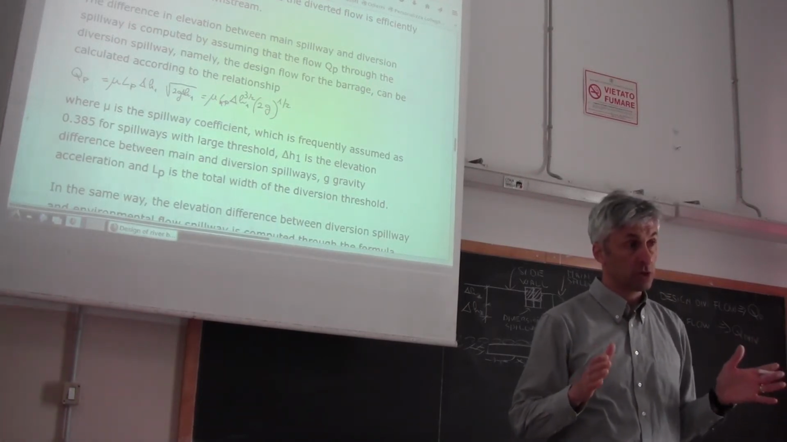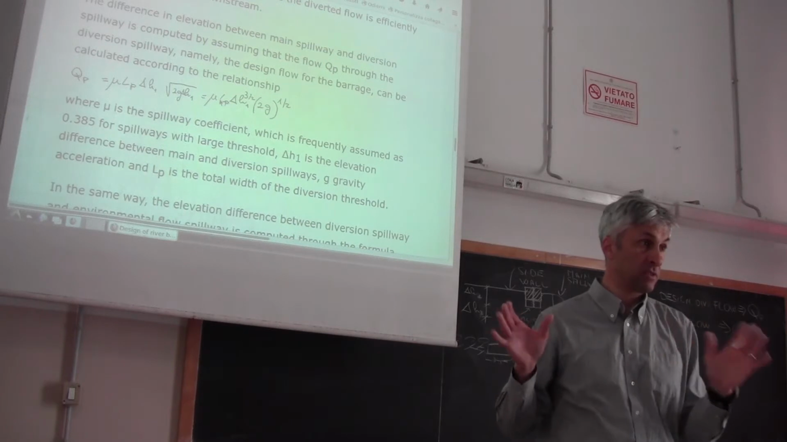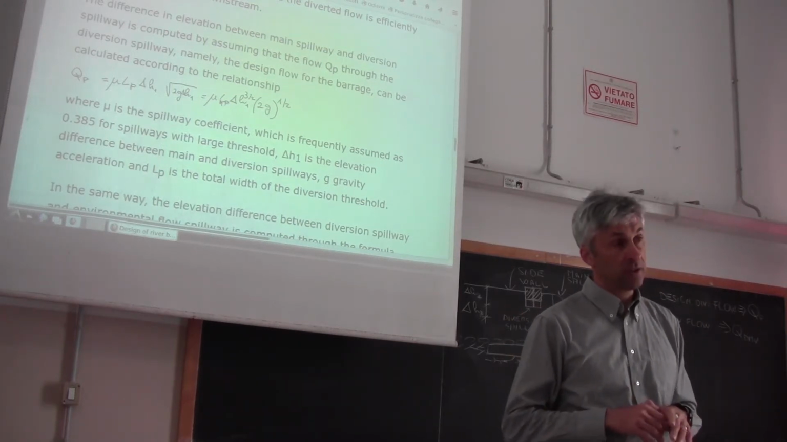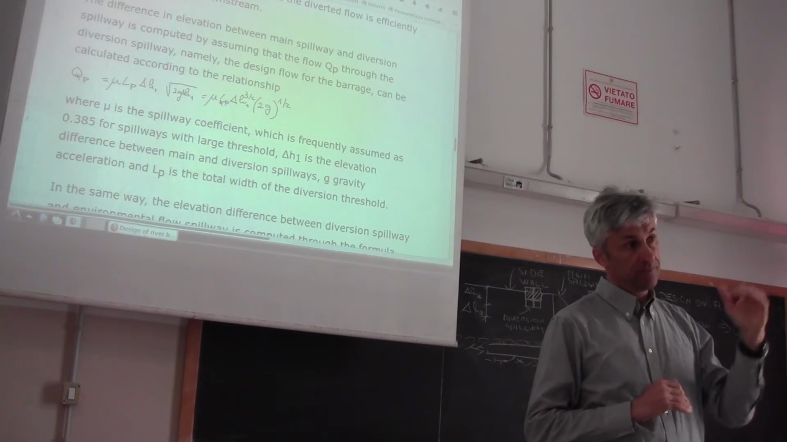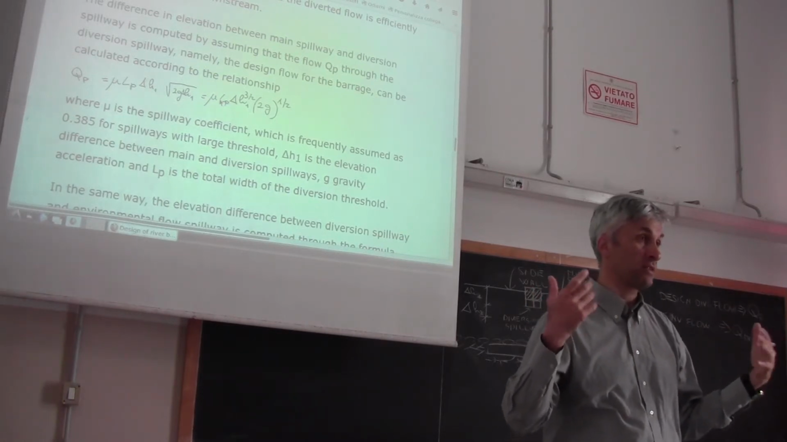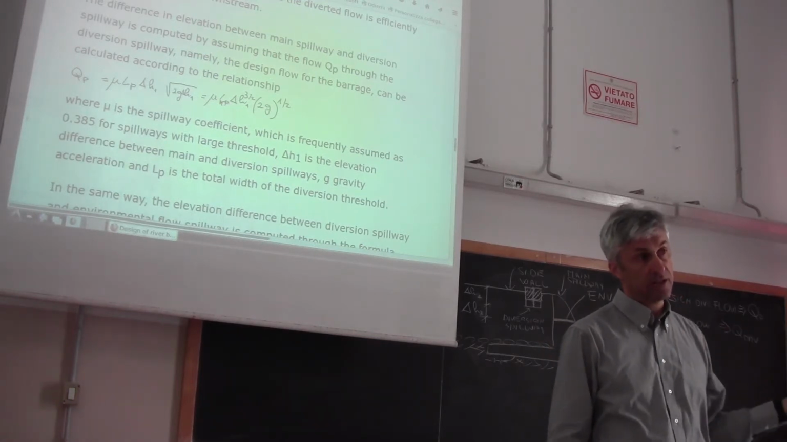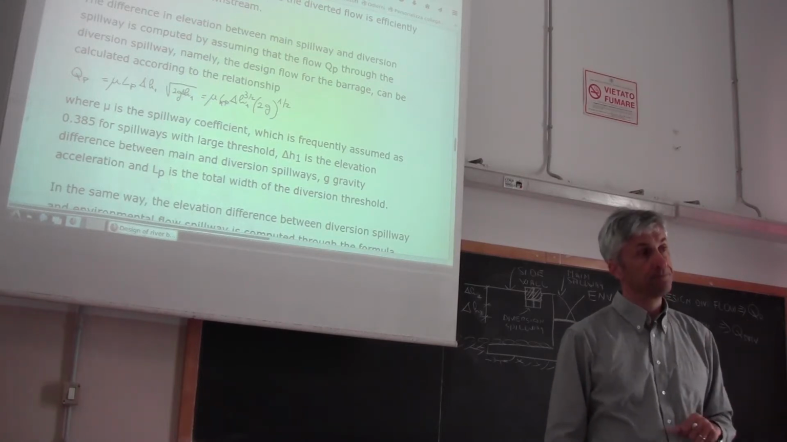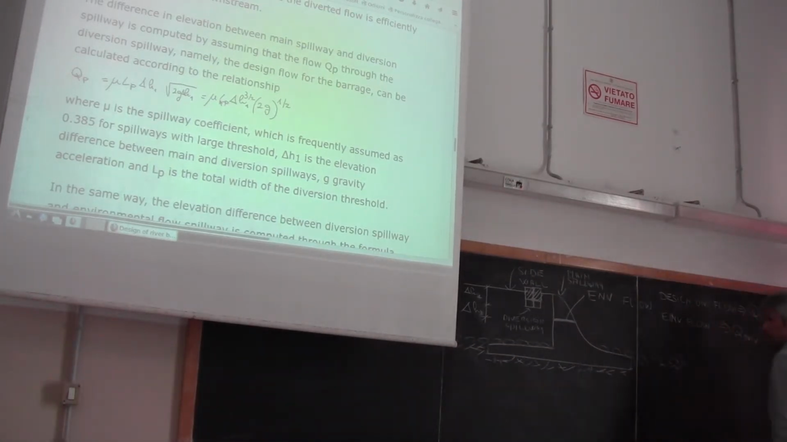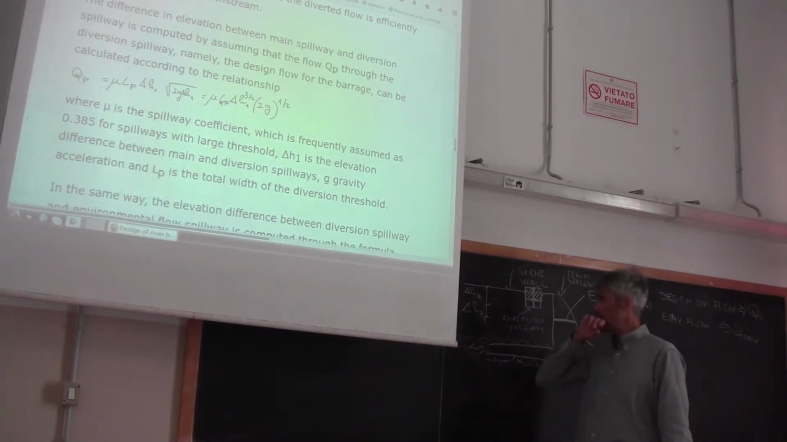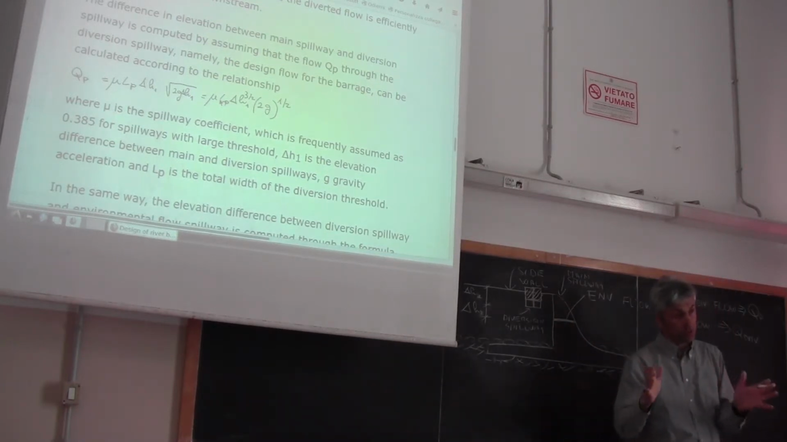The flow is controlled, first, by the geometry of the spillway, which is fixed. Second, the flow is controlled by the water height over the spillway, which is also more or less equivalent to the hydraulic head, which is the hydraulic energy of the flow. So this relationship reads, let's now focus on the diversion spillway. Let's now compute the flow through the diversion spillway.